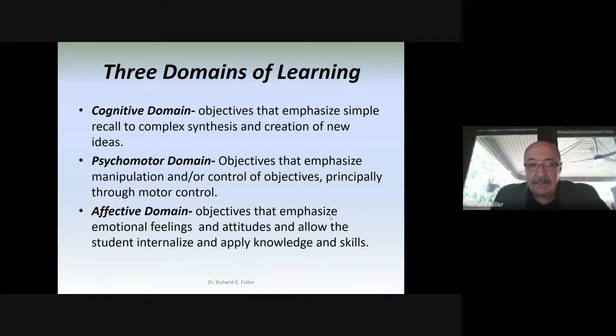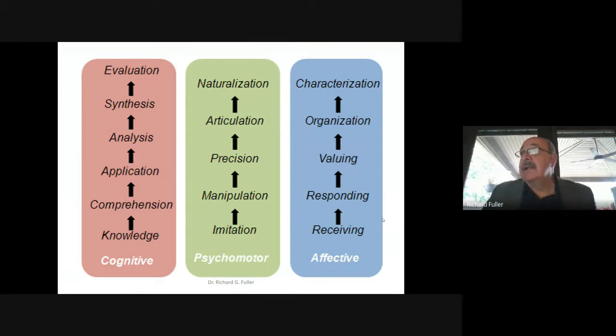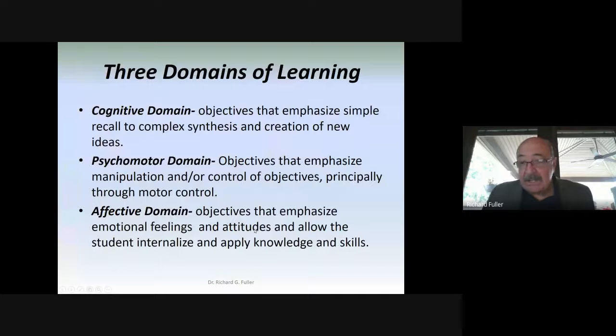The last domain that Bloom came up with was the affective domain. And these are objectives that emphasize emotional feelings and different attitudes and allow the student to internalize and basically apply the knowledge and skills that we want. So we can teach people things. And think about this. How many times have you yourself learned something, spit it out on a test, only to forget it later because you really had no idea where it applied or what value it had? So the affective domain is something that we need to deal with and help our students to understand why what they're learning is important and where it's going to go and why we need to have it. Okay, so those are the 3 key areas.